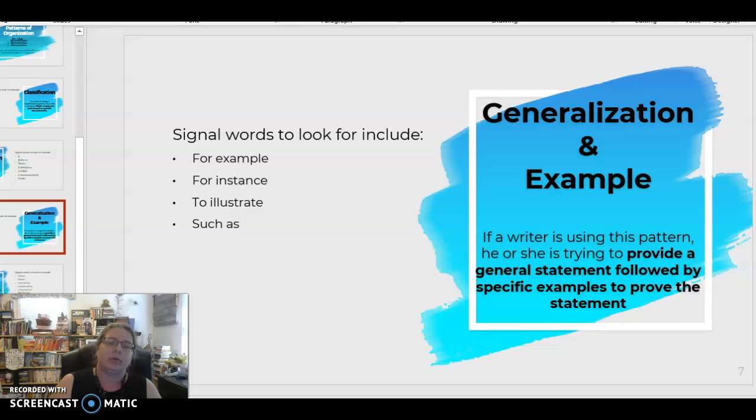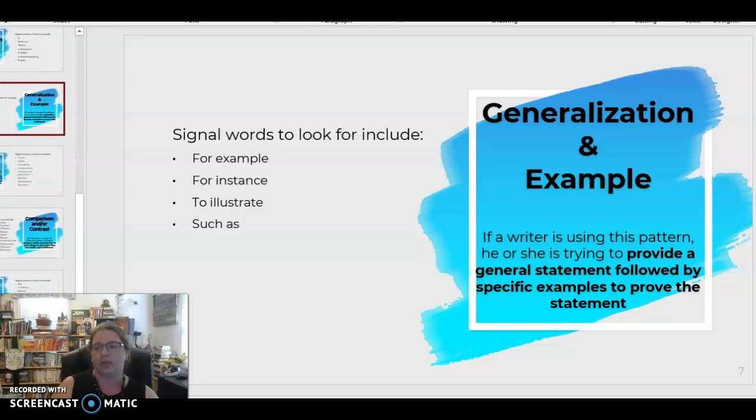Generalization and example is a pattern of organization that is used usually when an author is trying to provide a general statement about a topic and then provide examples that support or prove that statement. So some keywords, some signal words to look for in the text would be for example, for instance, to illustrate, or such as. Anything along those lines would help you determine this pattern of organization.